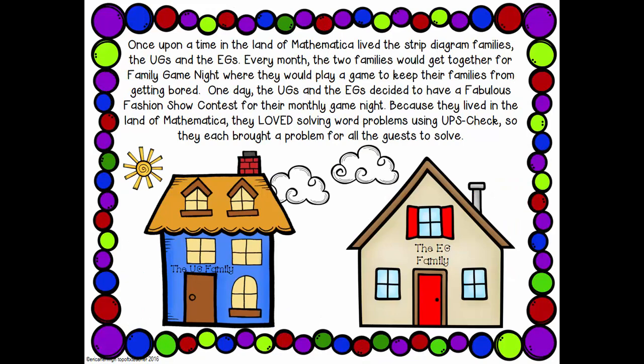Once upon a time in the land of Mathematica lived the strip diagram families, the Uggs and the Eggs. Every month the two families would get together for family game night where they would play a game to keep their families from getting bored. One day the Uggs and the Eggs decided to have a fabulous fashion show contest for their monthly game night. Because they lived in the land of Mathematica, they loved solving word problems using strip diagrams, so they each brought a problem for all the guests to solve.